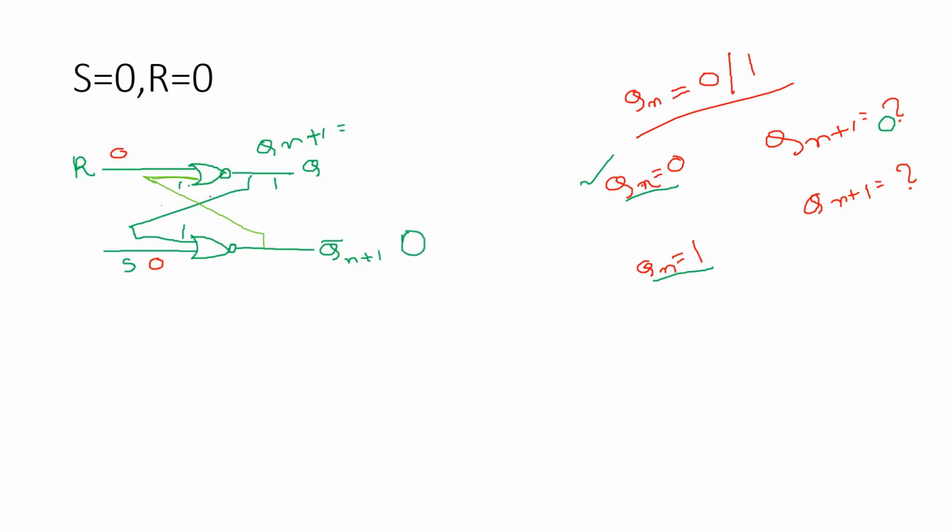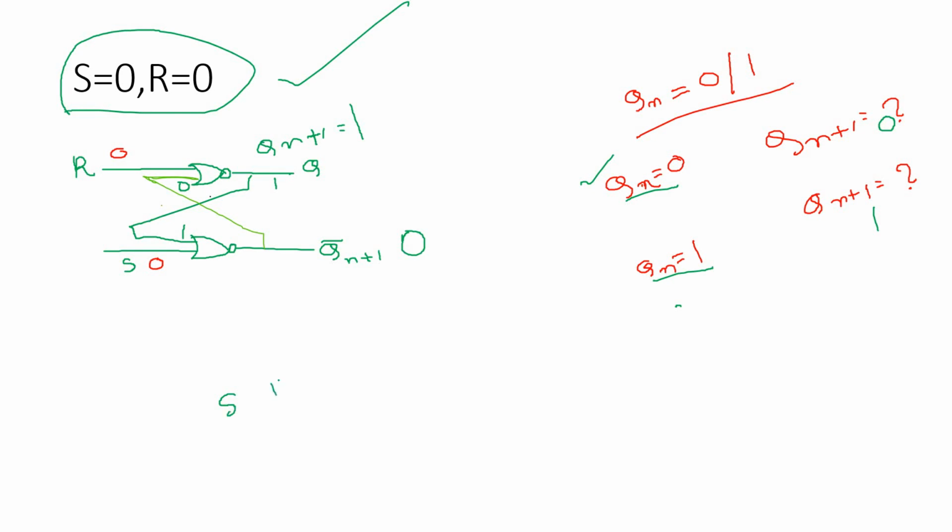As this is 0, this 0 will go via this path, and for the upper NOR gate, both the inputs are 0, so the output Q of n plus 1, that is the future normal output, will be nothing but 1. So we are getting Qn, the past output, as 1, and Q of n plus 1 as 1 also. That is, if the past normal output was 1, the future normal output is 1. If the past output is 0, the future output is also going to be 0. That is, it is holding its state, so this is called the no change condition. If S equal to 0, R equal to 0 is satisfied, it will hold the previous value and make no change in the circuit.